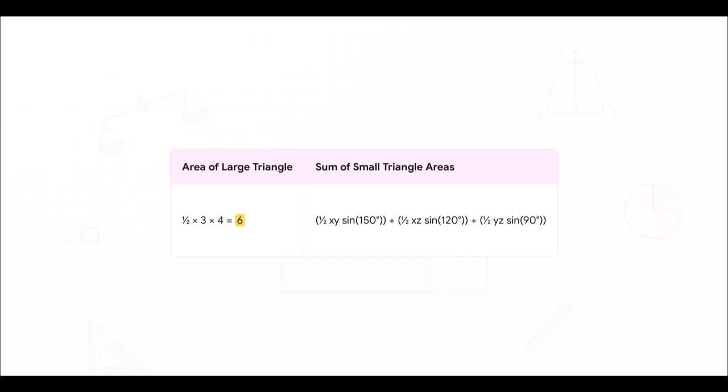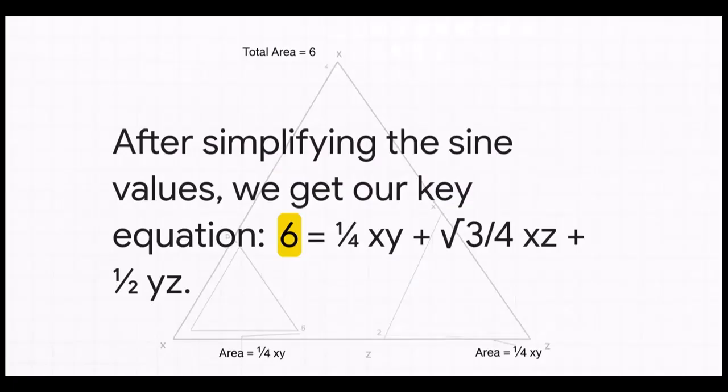Simple. And we know that 6 has to equal the combined areas of our 3 little triangles, which we can calculate using that other area formula, 1/2 ab sine C. And since we know the sine of 150, 120, and 90 degrees, we can just plug those values in. When we do, we get this new equation. 6, the total area, equals this whole expression here.